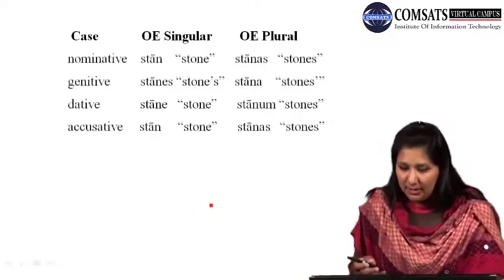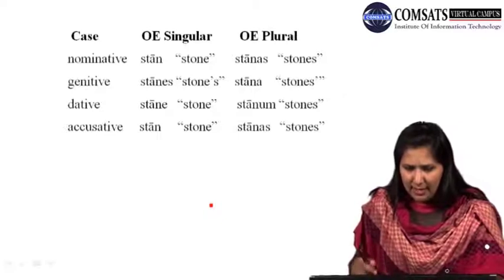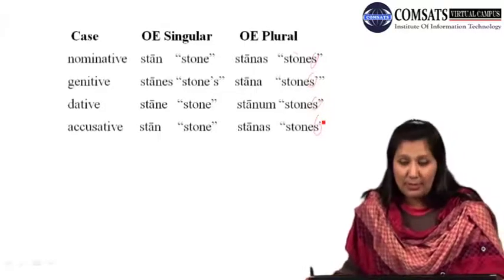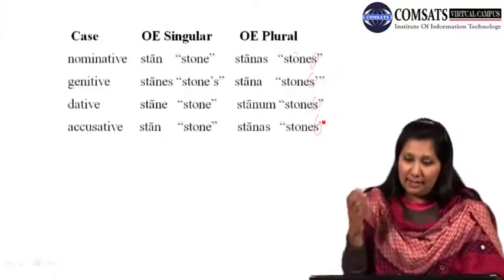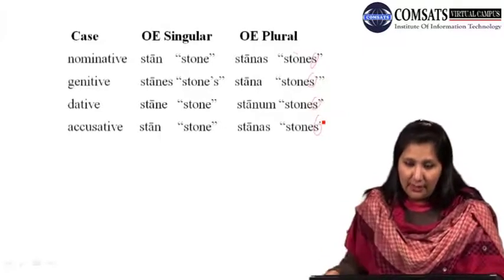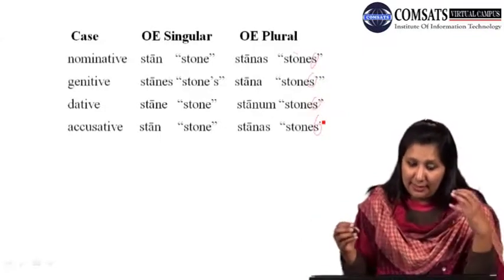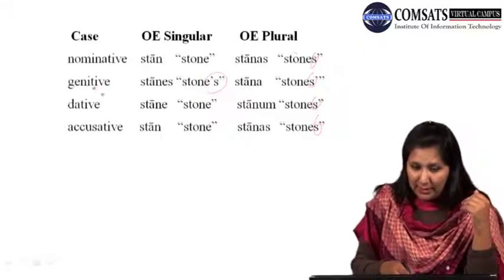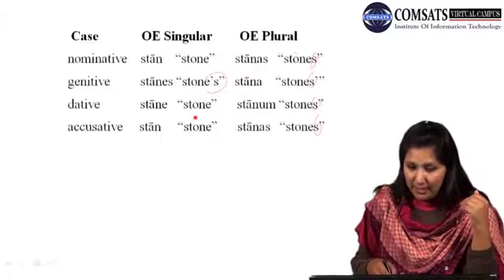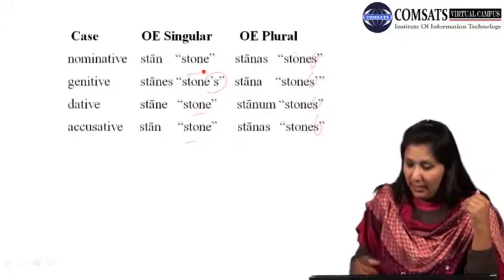The difference lies in the plural, where they all end with an s sound towards the end. Otherwise, the singular items differ according to the cases. In the genitive, it is apostrophe s, otherwise the rest of the three are the same.